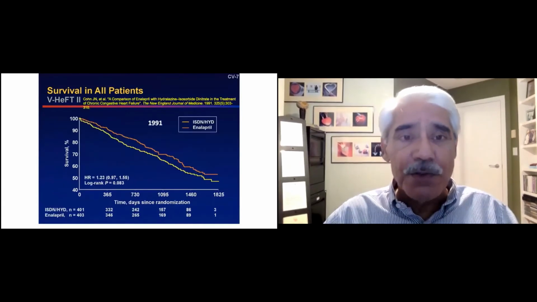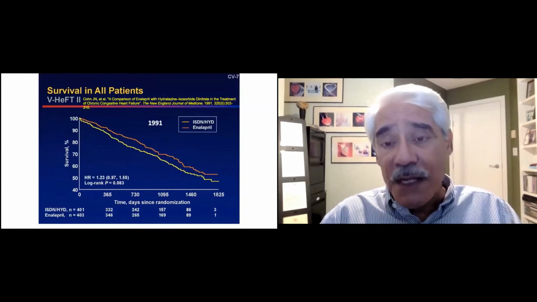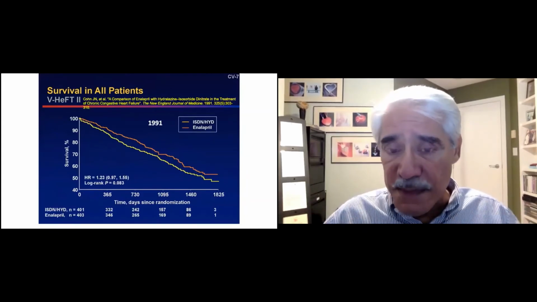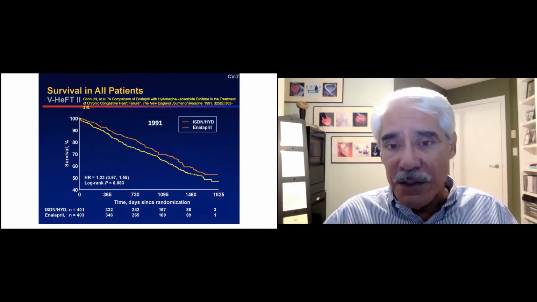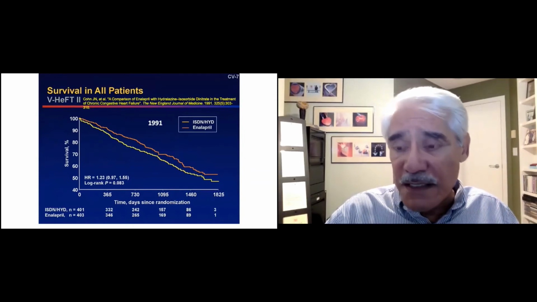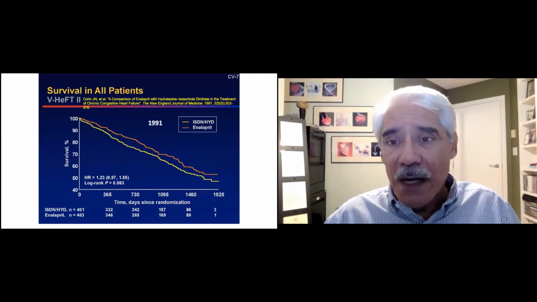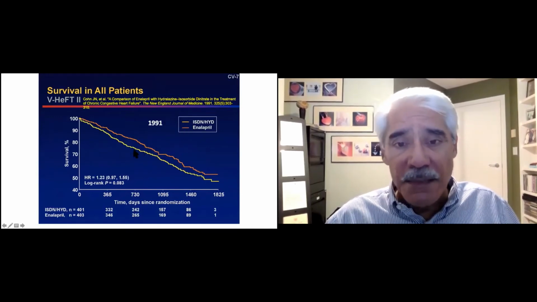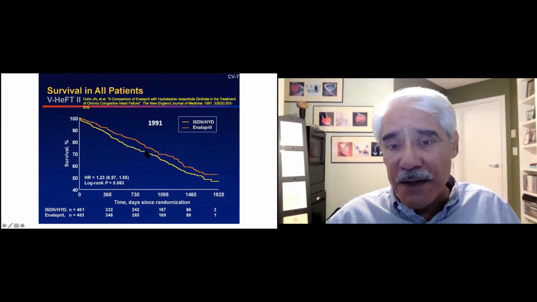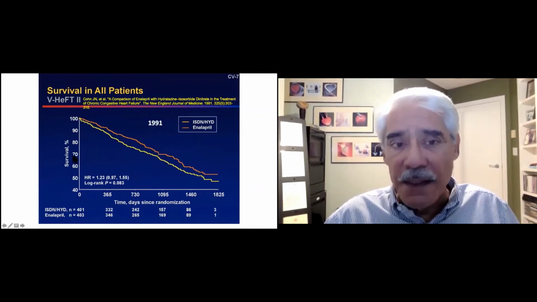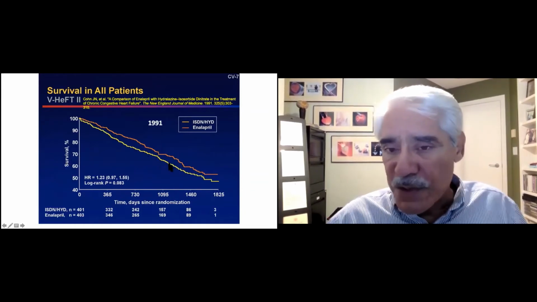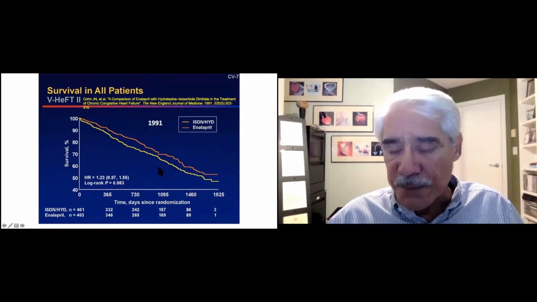So the VF2 trial was done in the early 1990s, and by this time ACE inhibitors were already in use, and so we could not test it against placebo. So isodil hydralazine was tested against enalapril, an ACE inhibitor, and it was inferior to the ACE inhibitor. The ACE inhibitors were superior in decreasing mortality than isodil hydralazine combination.